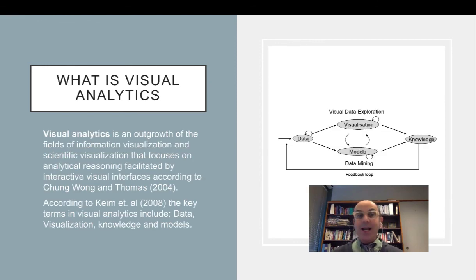So what is visual analytics? It is an ongoing field. It is the starting of the idea of facilitating the interactive ability to sort the data, to understand the data, and to gain more knowledge out of it. According to Kim et al., in 2008, the key terms of visual analytics include data, visualization, knowledge, and models. And we will talk about those models in specific areas with regard to data analysis and data visualization.